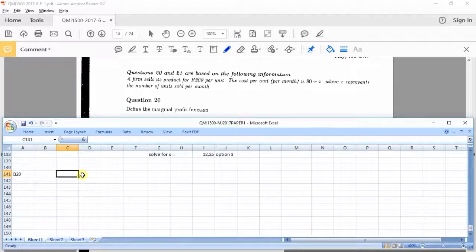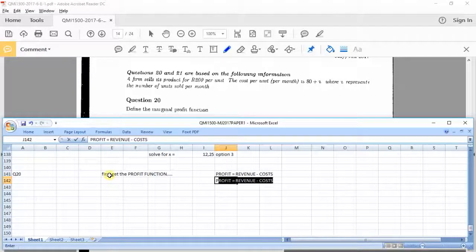Right, 20 and 21 is looking at the following. 20 says, define the marginal profit function. Where you see the words marginal profit function, marginal means the derivative of the profit function. So first get the profit function before you can derive it. A firm sells its product at 200 per unit. That's the selling price. How do I get profit? Profit is revenue minus costs. Do you agree? Yes.